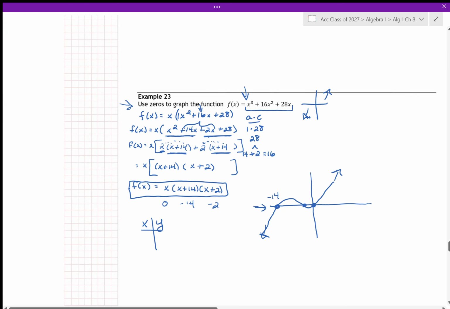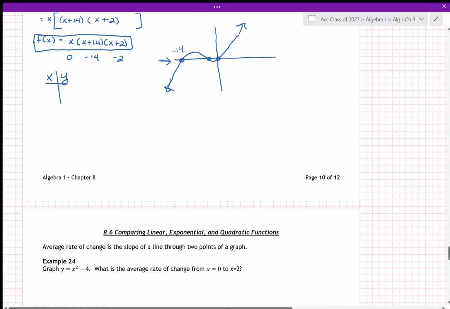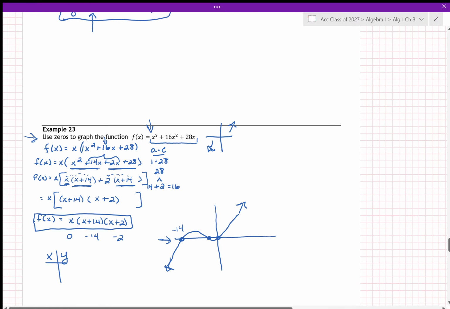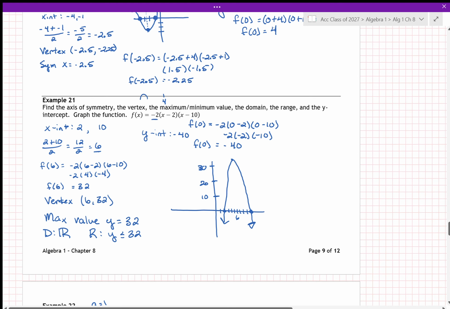Alrighty, that is 23. Is that the end? That is the end. All right, that was section 5. And what was that called? Intercept form. There was intercept form.